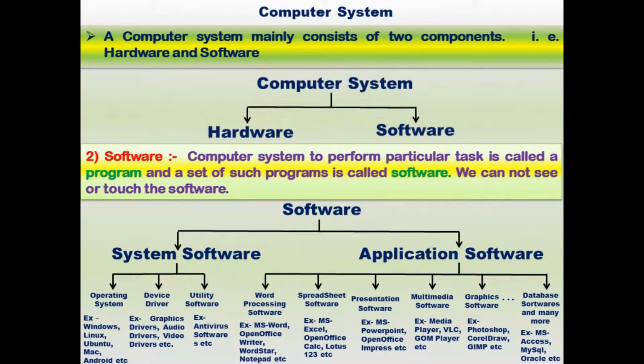Let's talk about another major component of the computer system, that is software. The software can be of two types, system software and application software. The system software are mainly three types: operating system software, device drivers and utility software. Some examples of the operating systems are Windows, Linux, Ubuntu, Mac, Apple and Android operating system.